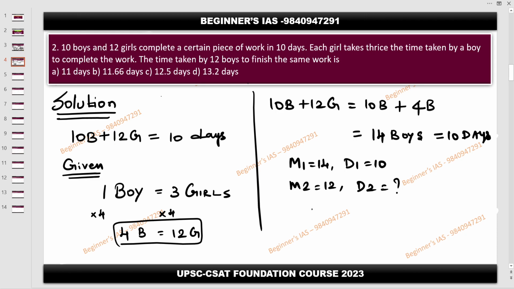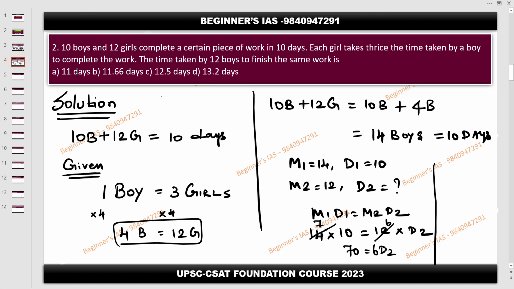So same piece of work. Therefore use the M1 D1 is equal to M2 D2 logic. M1 is equal to 14, D1 is equal to 10, M2 is equal to 12, D2 I don't know. That only we need to calculate. So simply 140 by 12. That is also possible. If you want, you can cancel also. I am just cancelling here: 6 here, then 7 here. So 70 is equal to 6 into D2, then D2 is equal to 70 by 6.